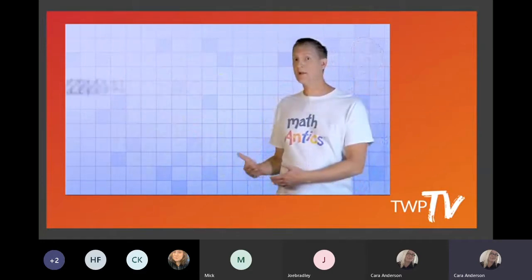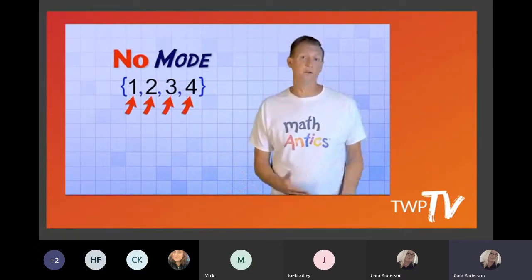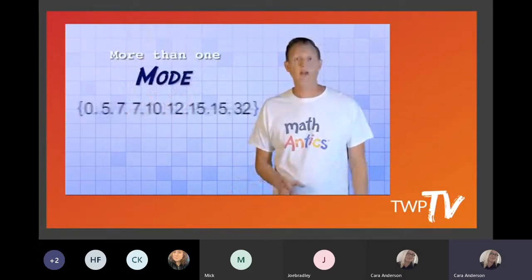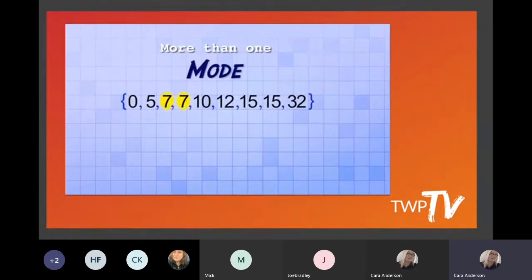As I mentioned, if each member in a data set occurs only once, it has no mode. But it's also possible for a data set to have more than one mode. Here's an example of a data set like that. In this set, the number 7 is repeated twice, but so is the number 15. That means they tie for the title of mode. This set has two modes, 7 and 15.